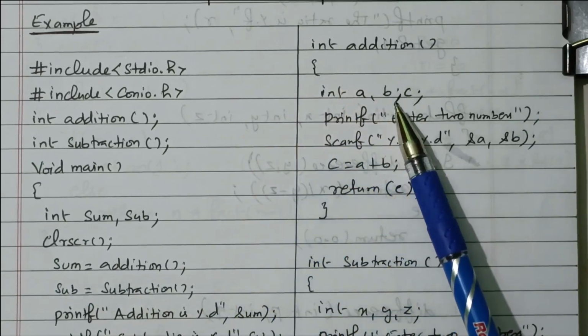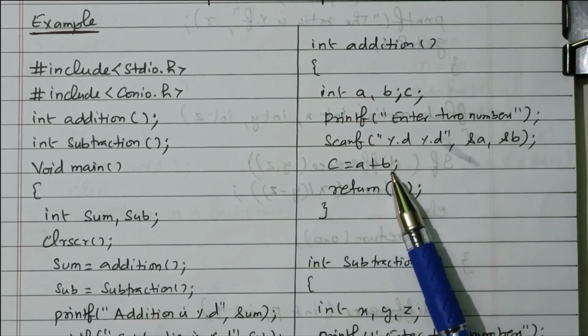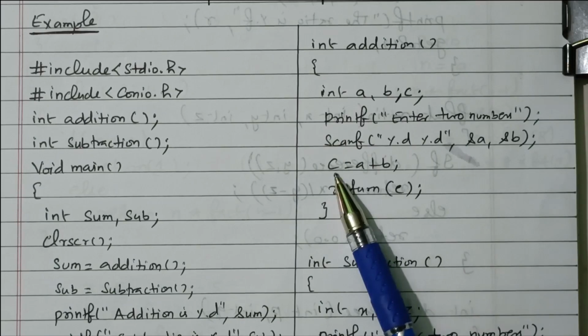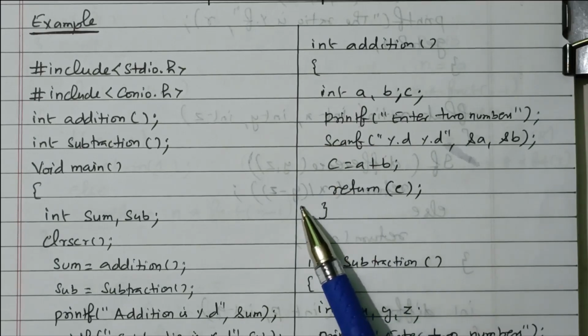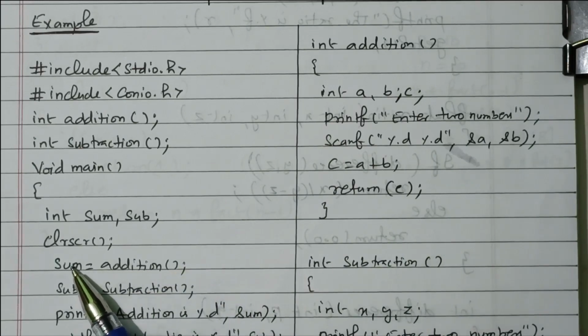We declare three variables. We ask the user to enter two variables. These two variables are added and stored in the third variable c. That value is returned. So the control is transferred again to the main program. The returned value will be stored in sum.